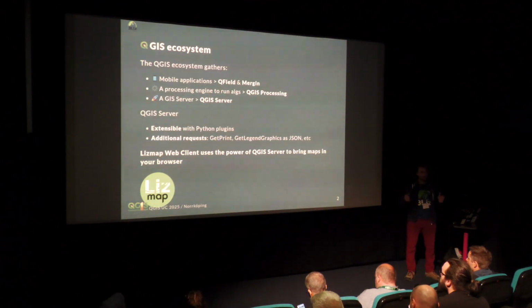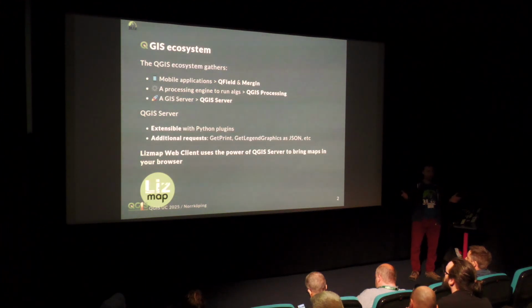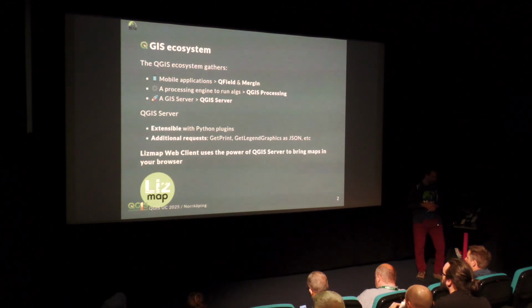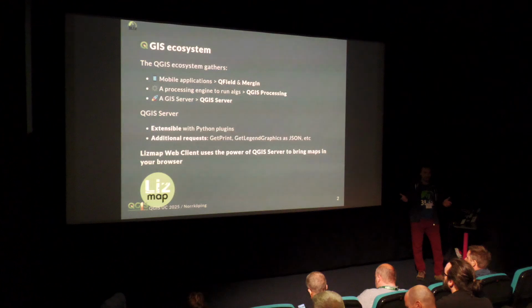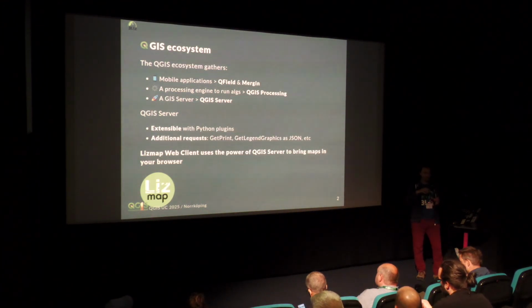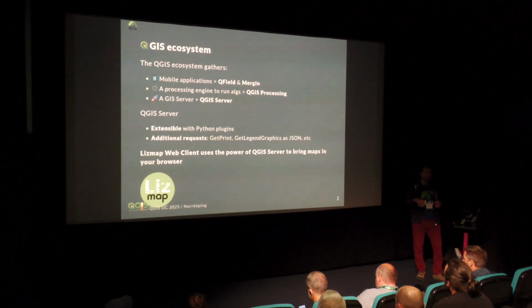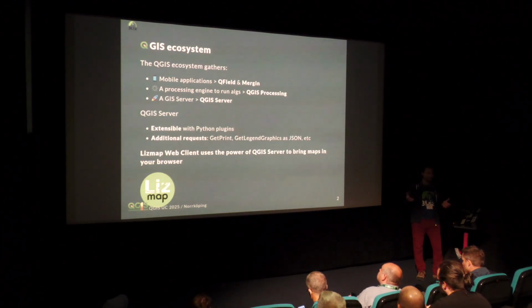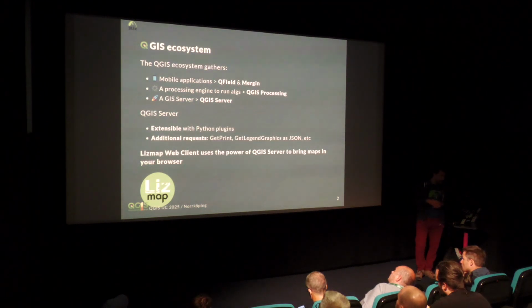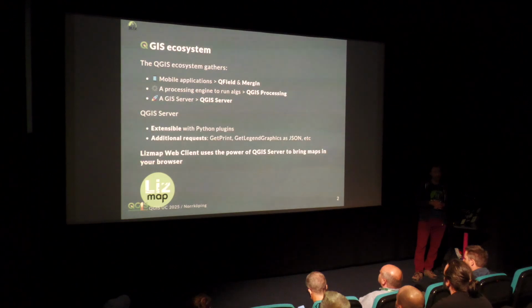So basically, you all know QGIS. It has a mobile application, like Mergin Maps and QField. We can also run processing algorithms. And there is also QGIS Server. It's the same core, the same source code, so it has the same rendering engine, etc. You can read all your project settings, and it can then distribute maps, PDFs or features through the network.